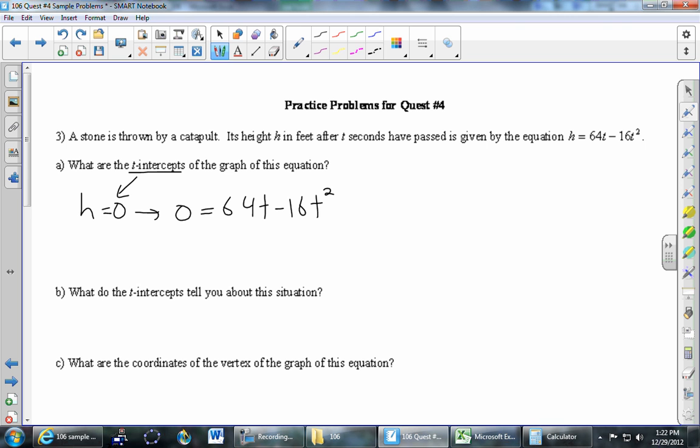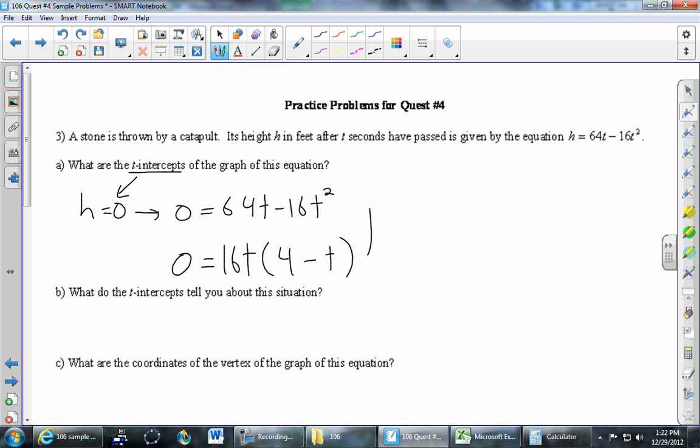You're welcome to use the quadratic formula if you have that tool, but in this case you can actually factor out a GCF and it will make the problem very easy. So what goes into 64t as well as 16t squared? Well, definitely we can factor out a t. What's the biggest number you can take out? In this case, it's a 16. So when you factor those two things out, we get 4 minus t.